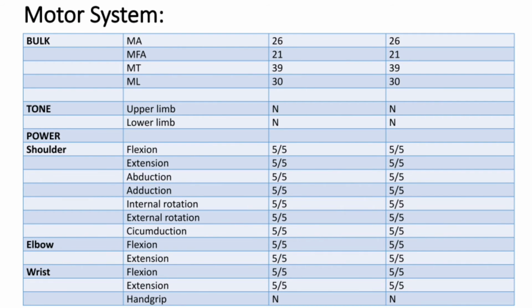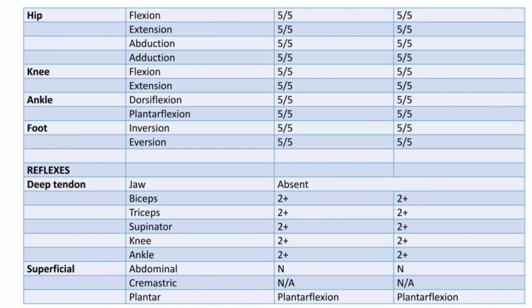The motor system showed bulk which was equal on both sides in the mid-arm, mid-forearm, mid-thigh and the mid-leg. The tone was normal and equal on both sides. The power of the muscles in the joints, that is shoulder, elbow, wrist, hip, knee and ankle, were normal and 5/5 on both sides. The reflexes, the deep tendon reflexes, jaw jerk was absent. Biceps, triceps, supinator, ankle as well as the knee were normal and equal on both sides.